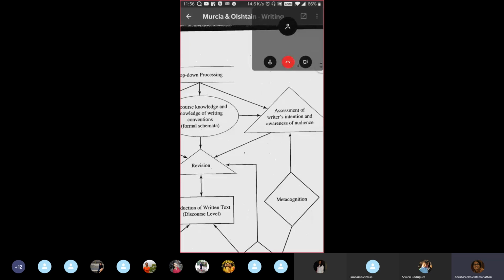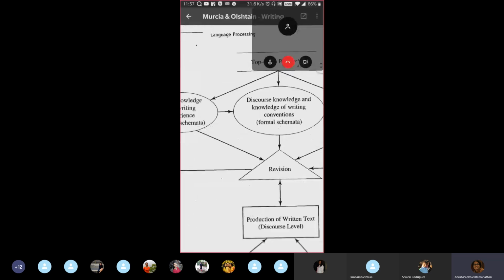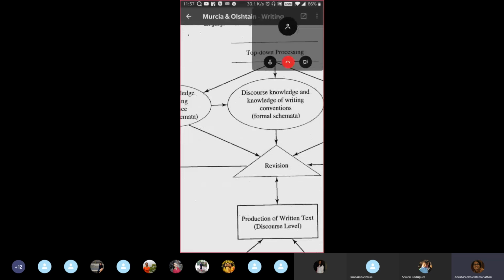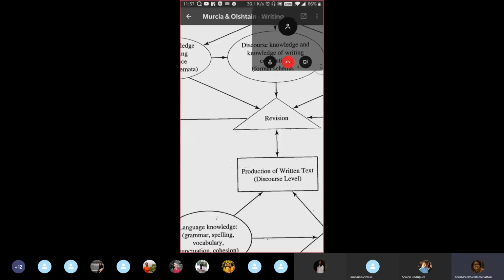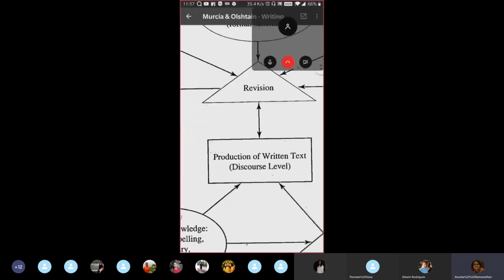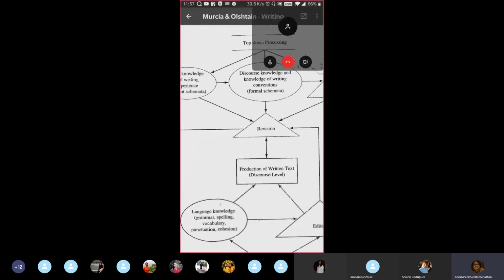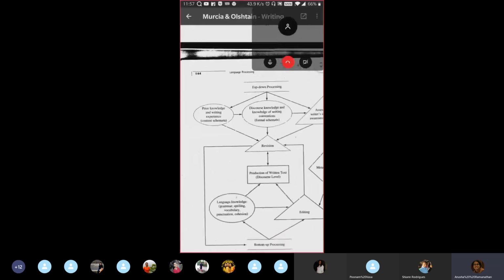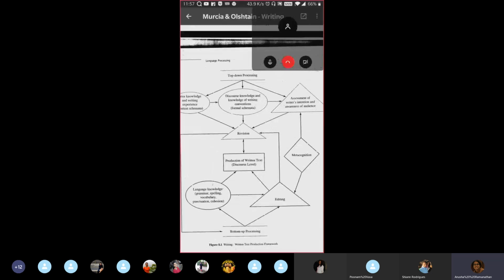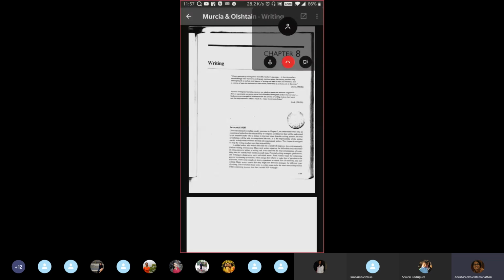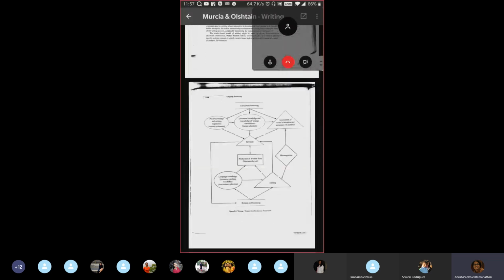There is still discourse knowledge, which is formal schemata. There is still prior knowledge, which is content schemata. But now, instead of pragmatics, it is revision. And instead of interpretation, it is production. But the diagram remains almost the same, and they are all interlinked with each other. This diagram and the reading diagram talk about it as a process. Not all the processes are happening simultaneously. The processes are happening, but they may not be simultaneous.